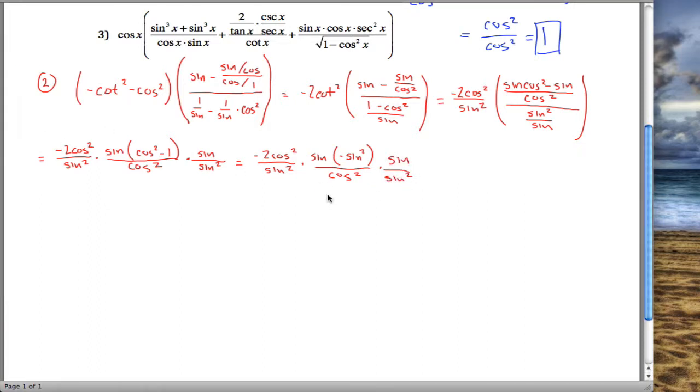Now let's see what cancels. Cosine squared and cosine squared cancel out. Sine squared and sine squared cancel out. Sine and sine gives me sine squared, which cancels out with this guy. And the two negatives cancel out. So when all the dust settles, all I'm left with is 2. I did all that just to get the answer 2. So that was 1, this one was 2.